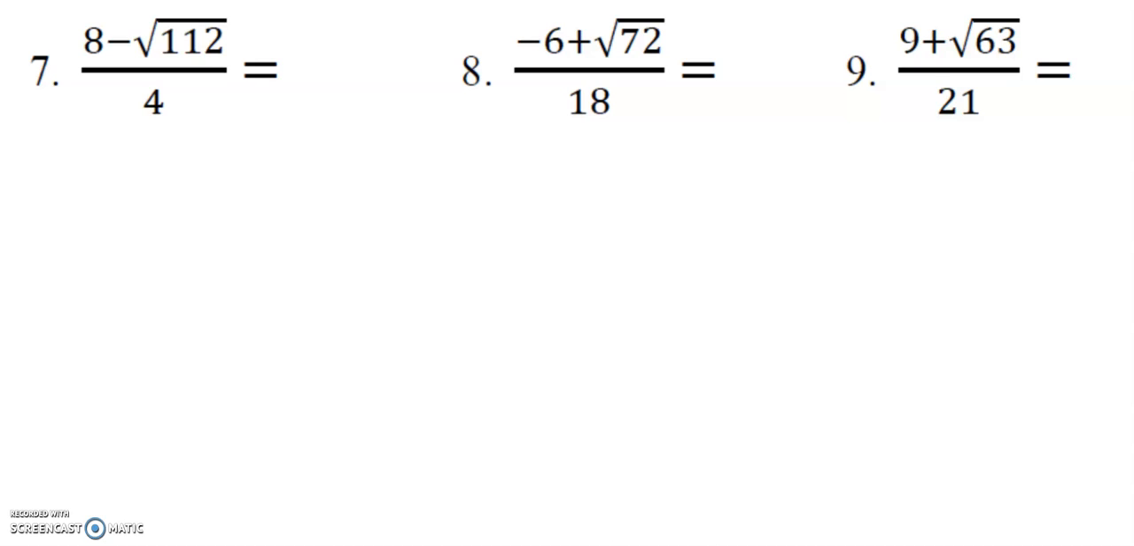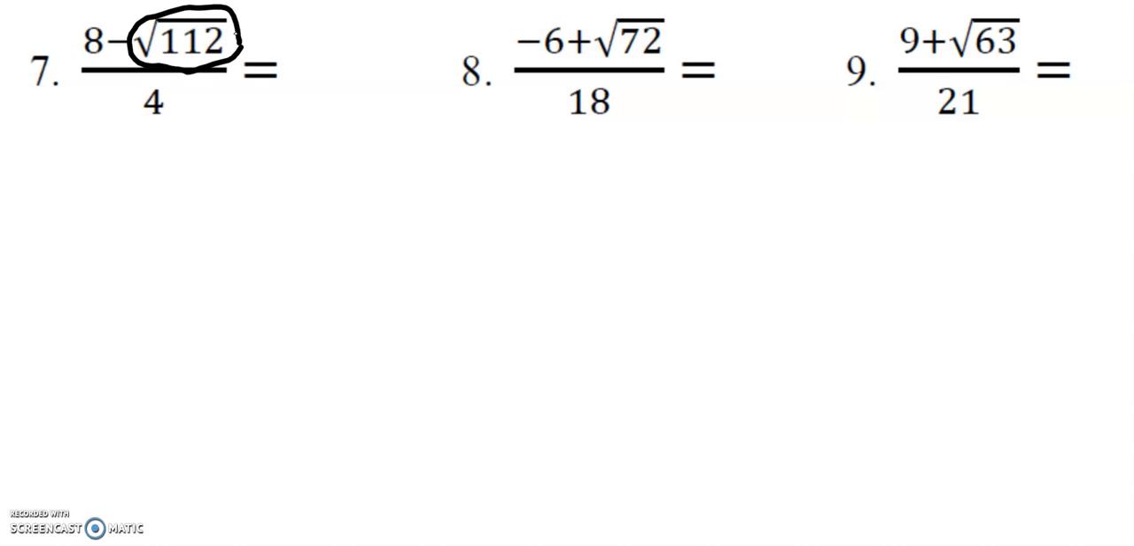The third thing we did in chapter 6 was we did it when it was in the context of a problem and we had to simplify roots before we could simplify fractions. So we're looking at this problem, 8 minus the root of 112 over 4. The first thing that we wanted to look at here was how do we simplify that root of 112?